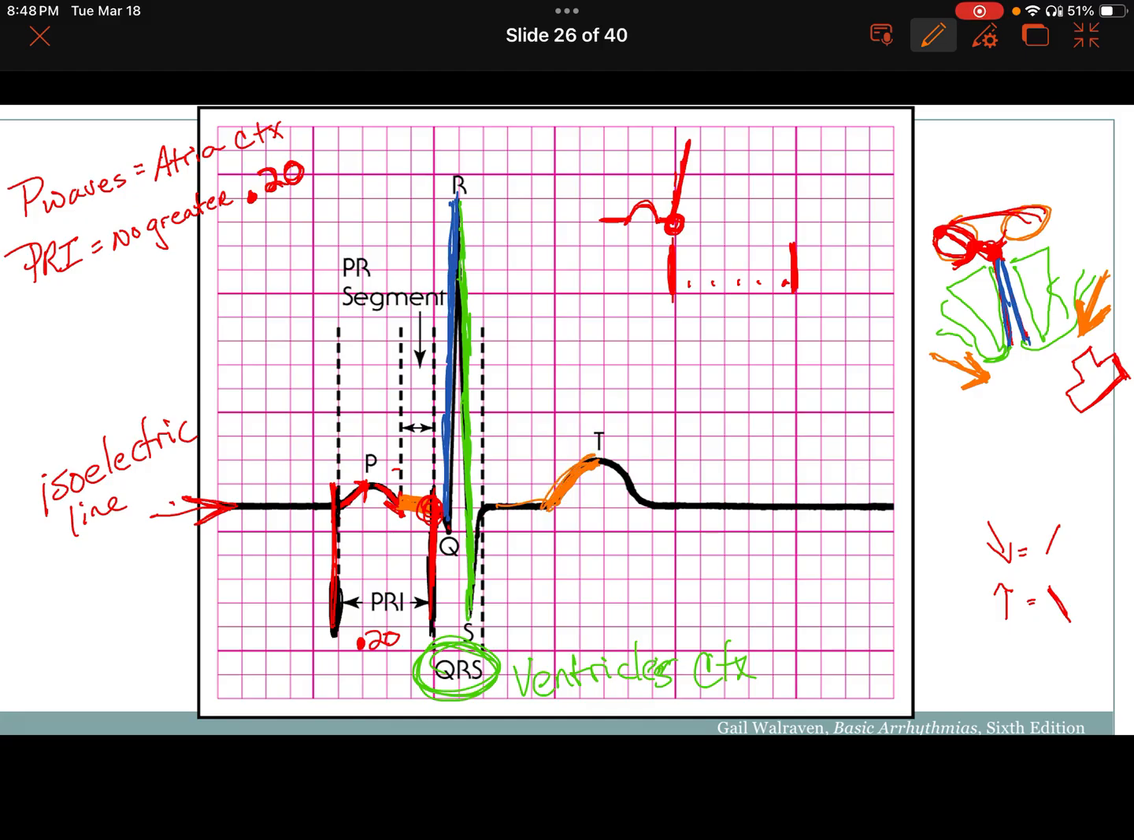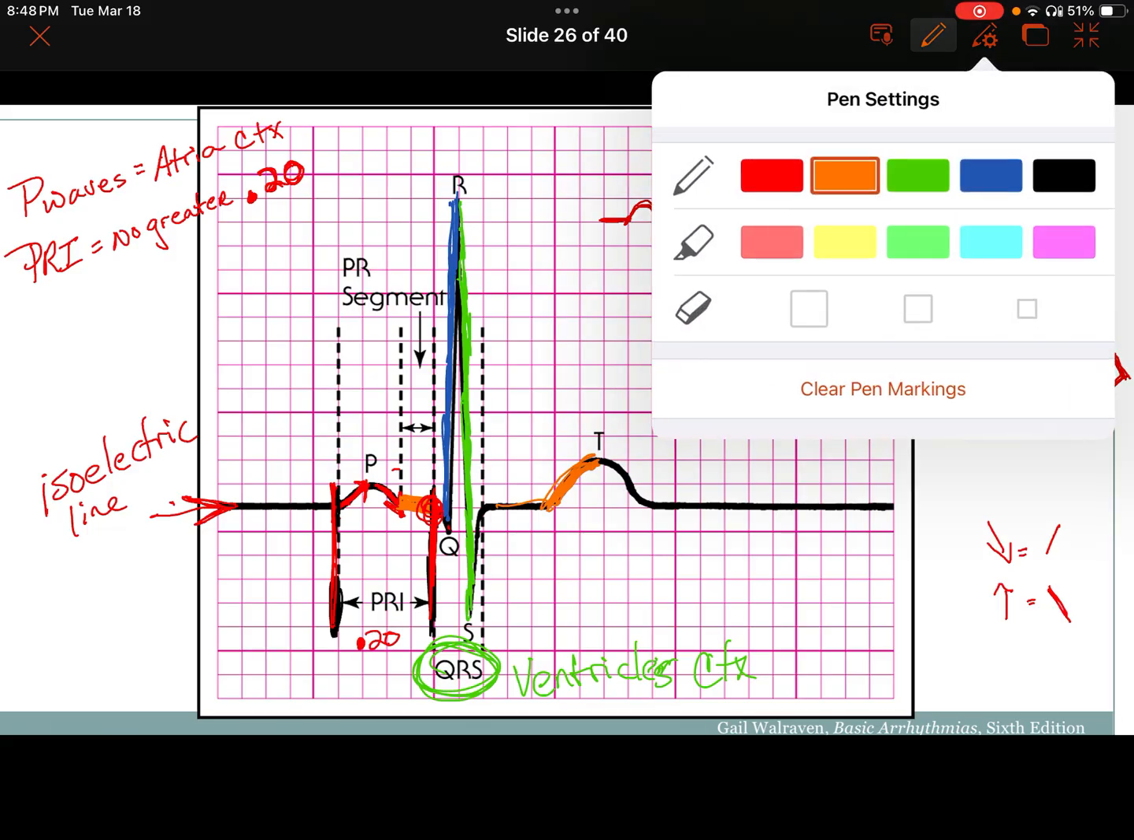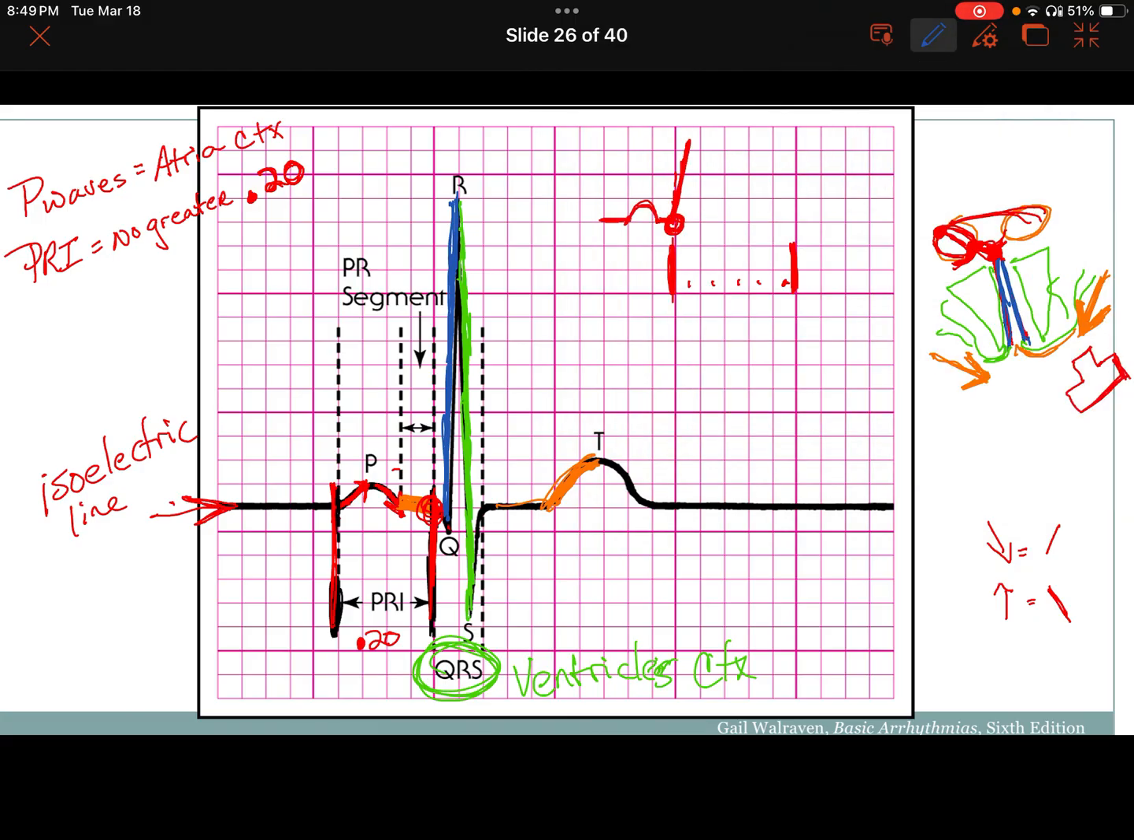And then what's it going to do? It's going to make the turn, and it's going to go away from the camera. So guess what it does? If it goes away from the camera, you're going to have a negative deflection. When you look at that T wave, this T wave is telling you that the ventricles have repolarized. So it's resetting.